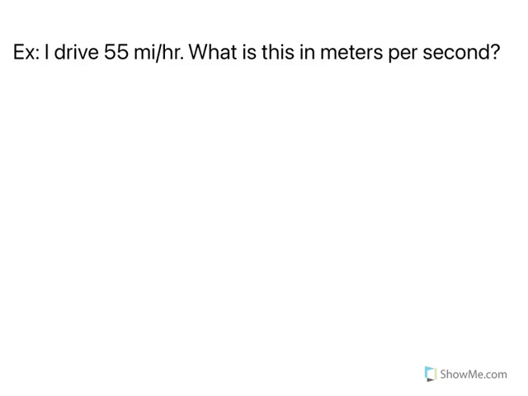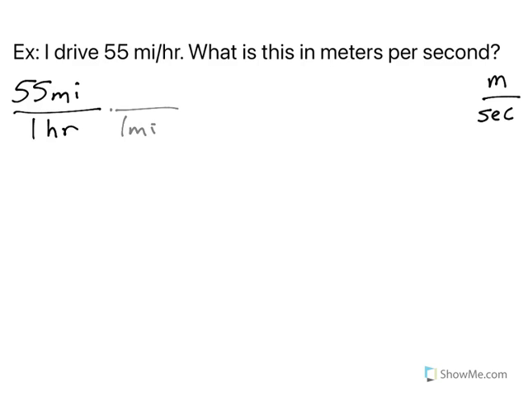Let's do one more. I drive 55 miles per hour. What is this in meters per second? Okay, so let's think this through. 55 miles in 1 hour. I want meters per second. So again, 2 different conversions. I'm going to start with my miles. I know that 1 mile is 1.61 kilometers. Okay, so that gets me out of miles.